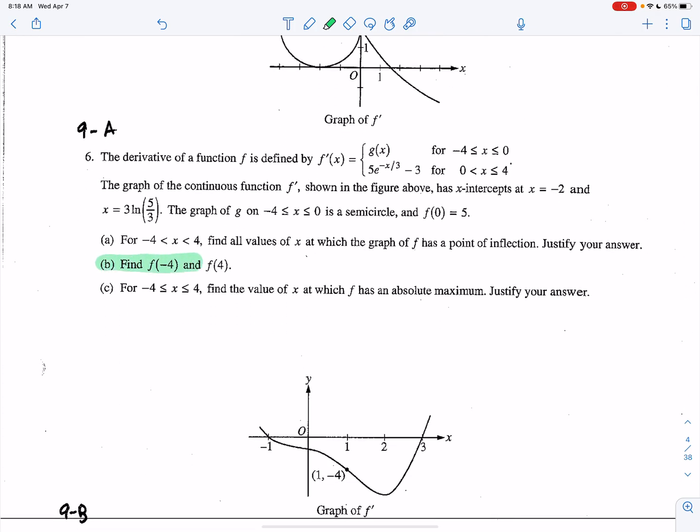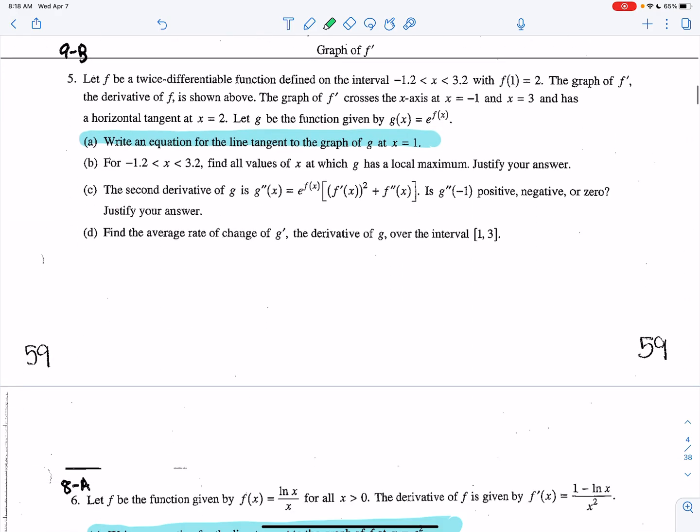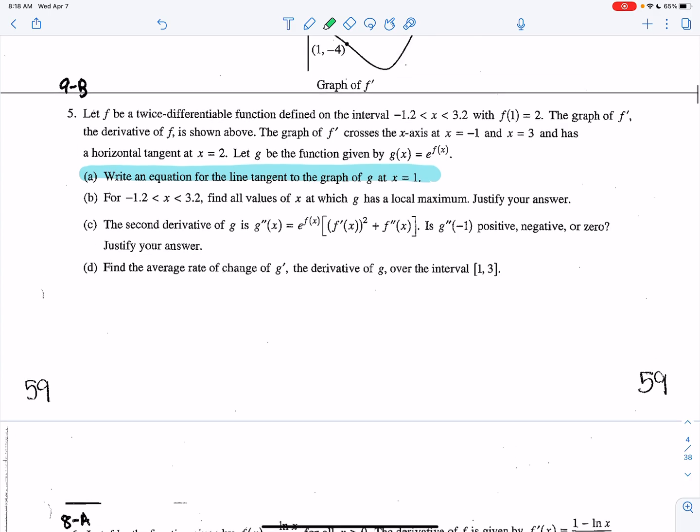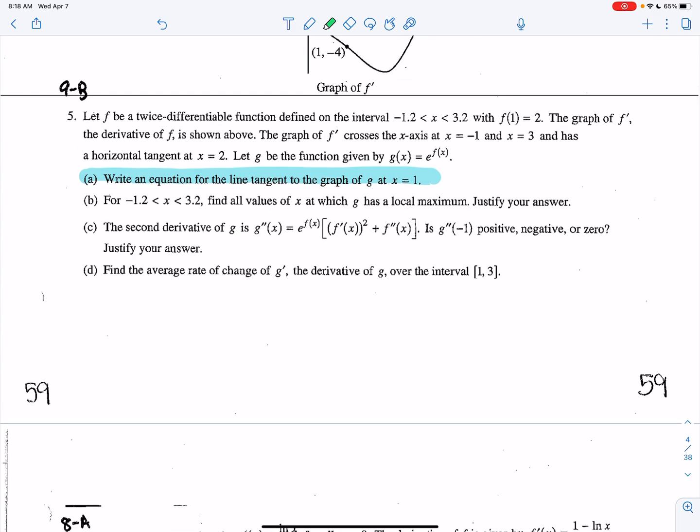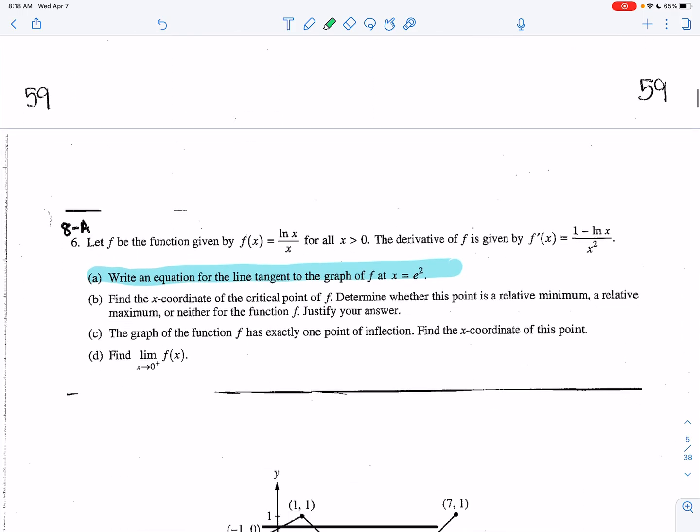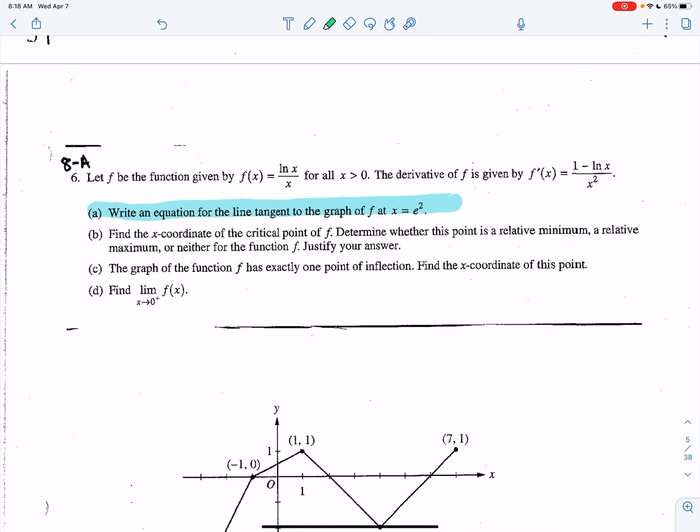2009, part B, find f of -4 and find f of 4. 2009, I'm going to go ahead and highlight this one here, because they're asking if the second derivative is positive, negative, or 0, so we have to evaluate it. 2008, there's a little bit of evaluating right here with the limit. Although some can see that as an outlier, but it really doesn't matter.